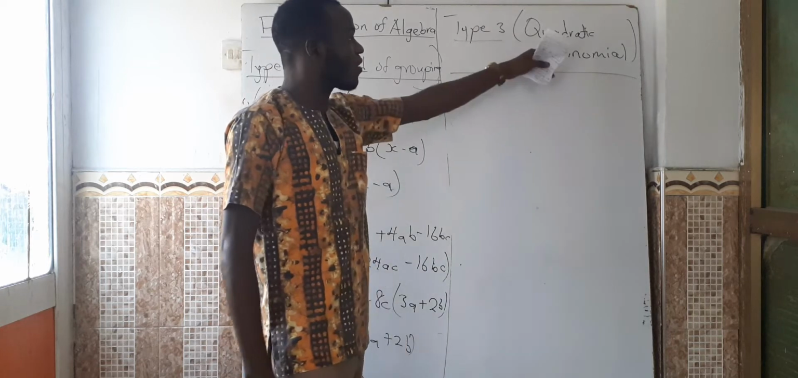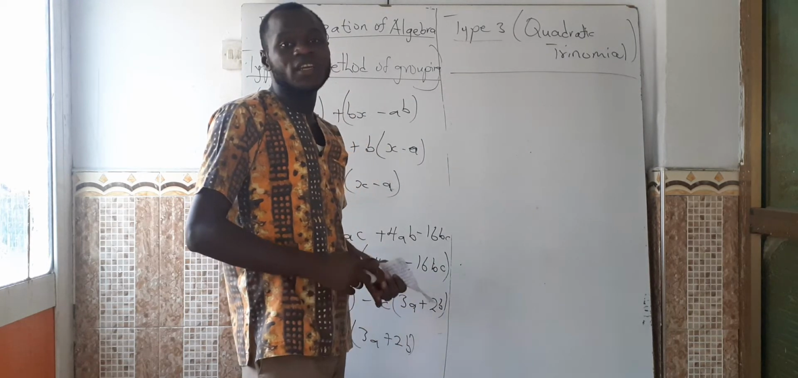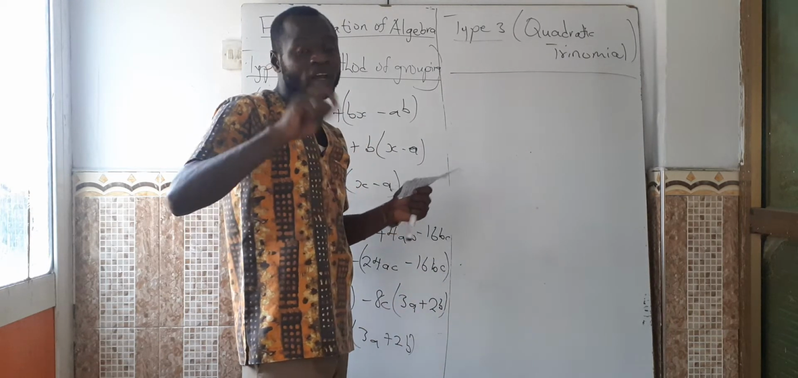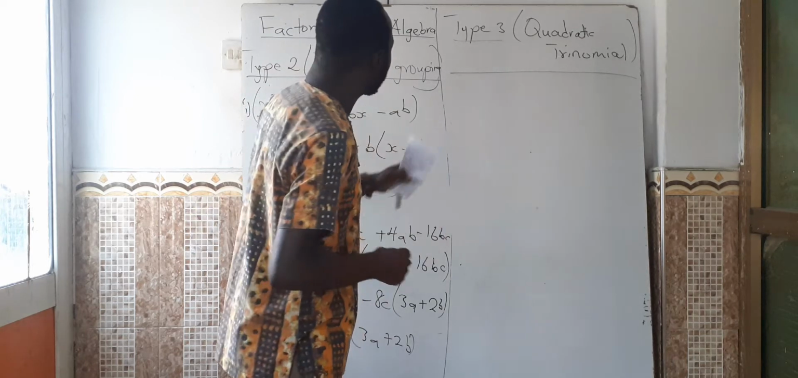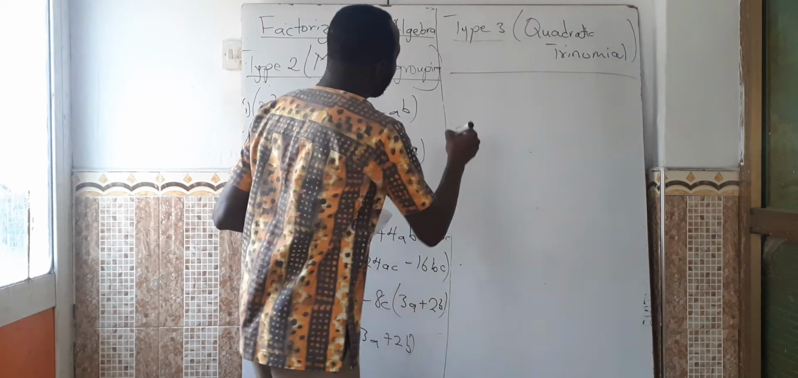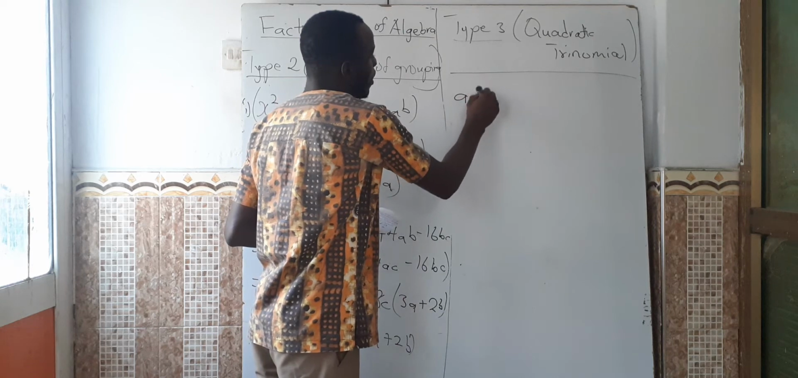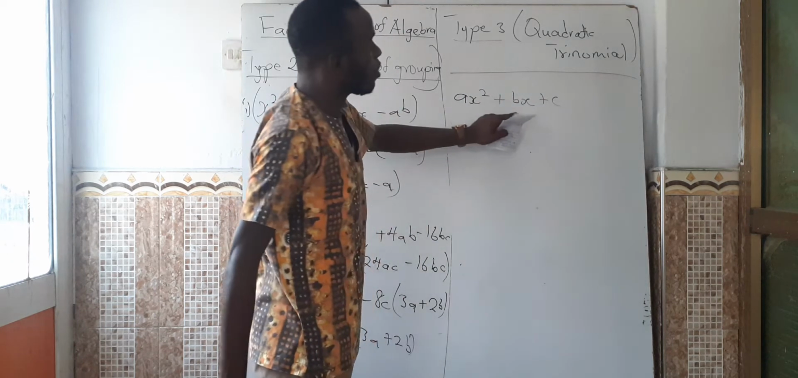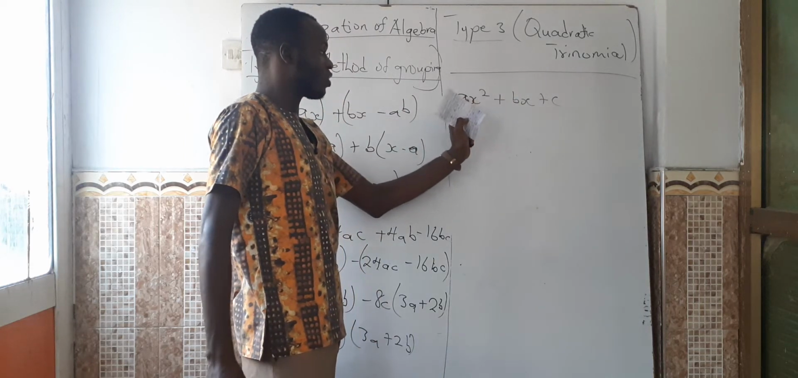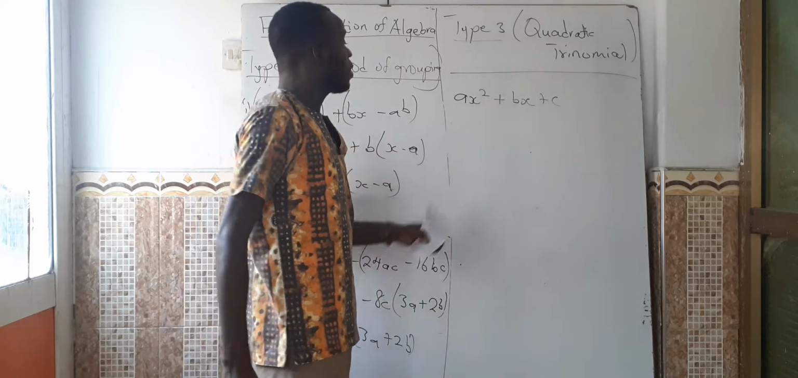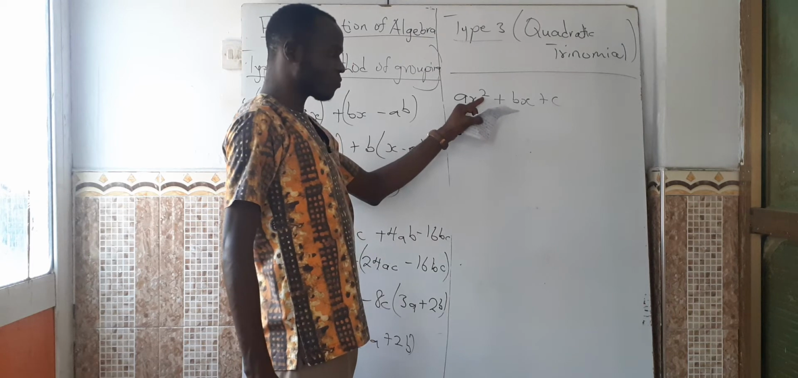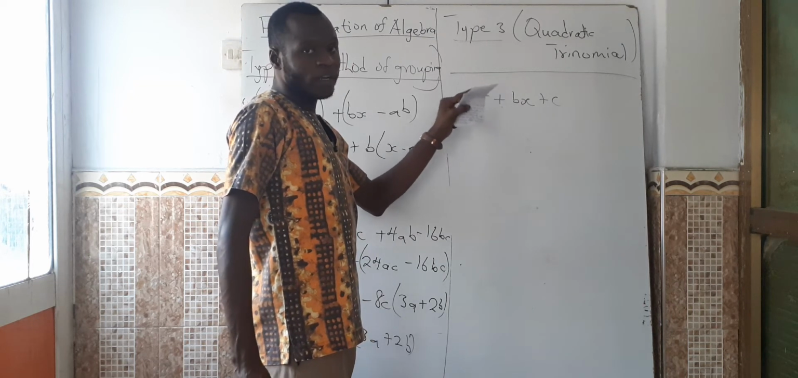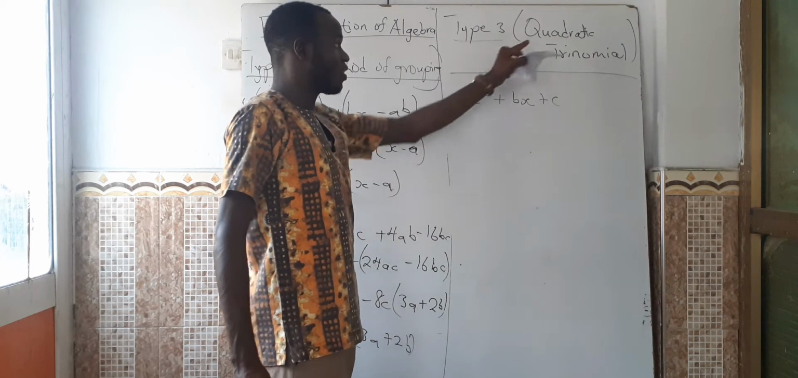And then it is quadratic because the highest power of the variable in it has a degree of 2, so it would be what? A quadratic. So if you have any expression in this form, ax squared plus bx plus c, it is a quadratic trinomial. Trinomial because it has 1, 2, 3 terms, and the variable has the highest degree of 2. That is why it is quadratic.